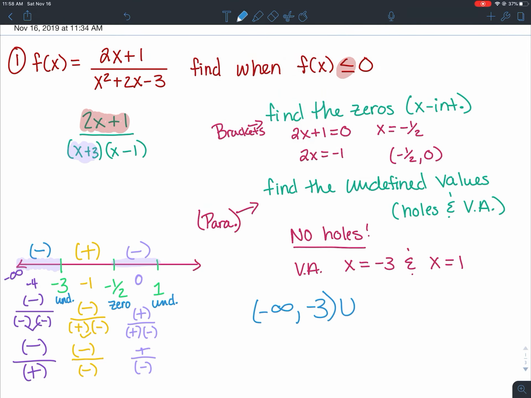I already did. Okay, so that 0 gets a bracket, and it's negative 1/2 to 1. 1 gets a parenthesis because it's undefined. You're going to get graded on brackets, parentheses, all that fun stuff.